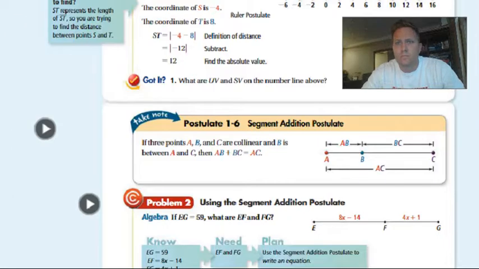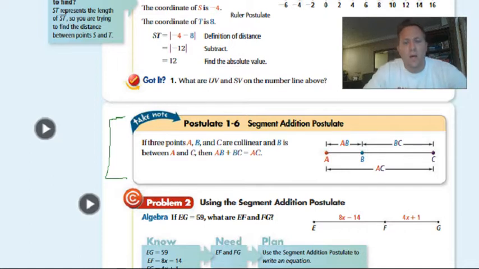And the next thing that we're going to write down is this box that we have right here, our segment addition postulate. Okay, and so this is pretty straightforward, but it's definitely a really important one that we're going to be using. It says if 3 points A, B, and C are collinear, which just means if you have 3 points on a line, and B is in between A and C, then AB plus BC equals AC.